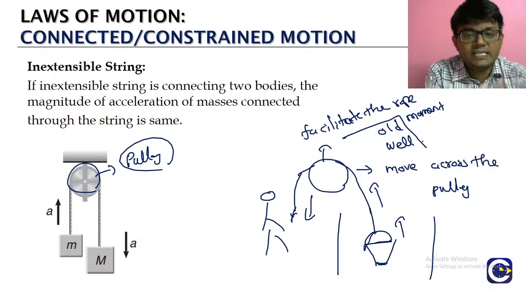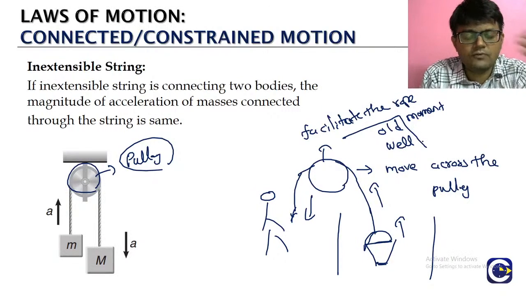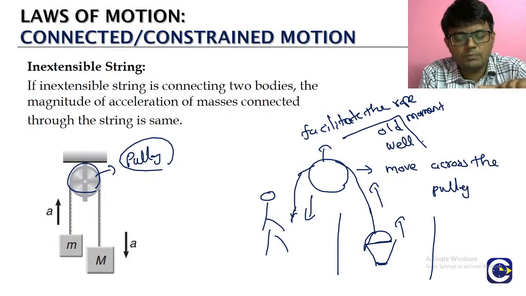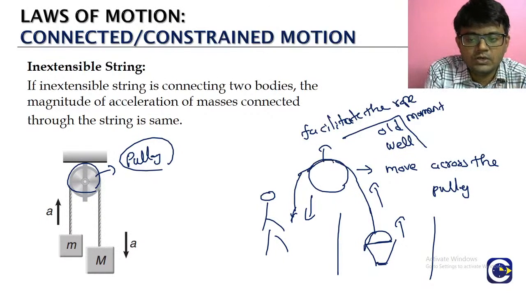Pulley will be able to facilitate the rope movement. Okay, so this is what we'll commonly observe in the case of a well. When you're trying to take a vessel of water, a bucket of water from the well, what will you do? You will have a rope to which the bucket or vessel is attached. You will allow the rope to go through a groove.